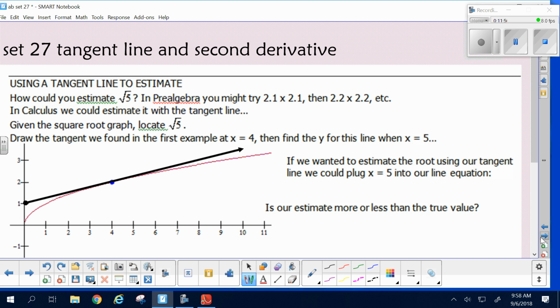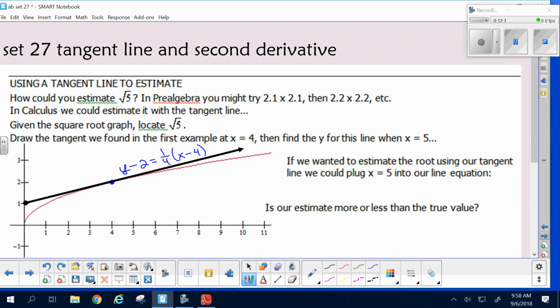I have this tangent line I found. It was the same as the first problem. It was y minus 2 equals 1/4 times x minus 4. That was the first problem we did, right? That's our tangent line. Are we cool? Are you with me? Okay.